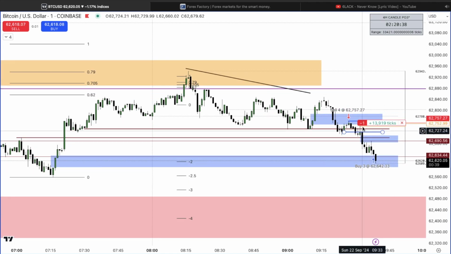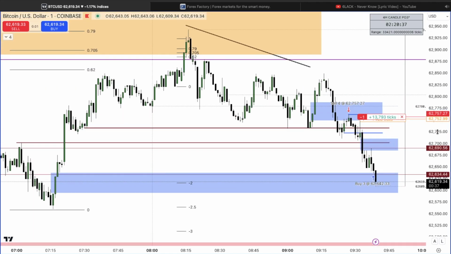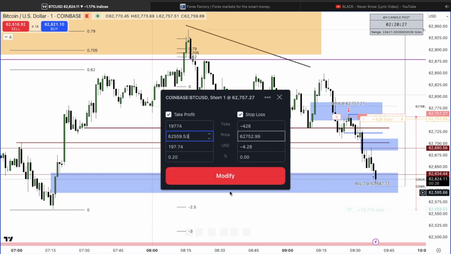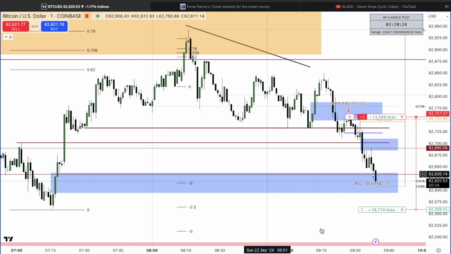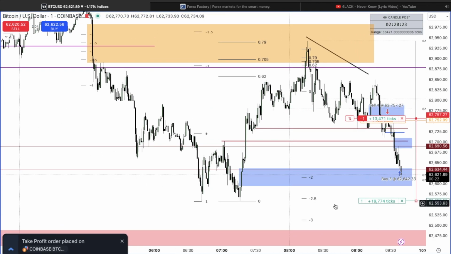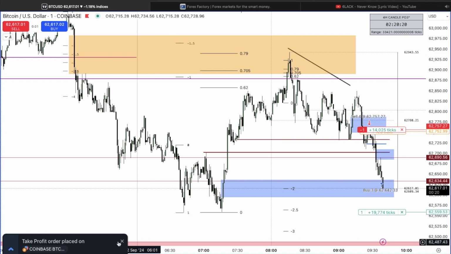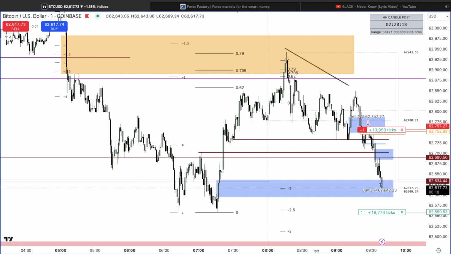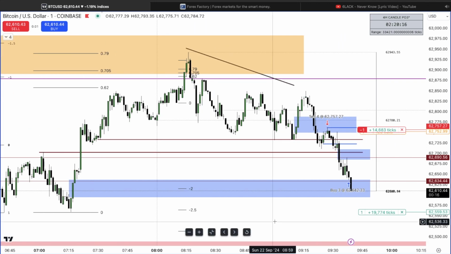Did I set a TP? No, I did not. I'm dumb. In this case, we can just go for the equal lows here. I'll set it there for now because it doesn't look bad. It's a beautiful short scalp here, that's for sure.